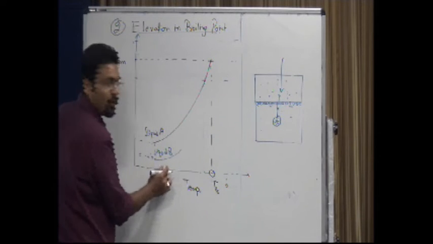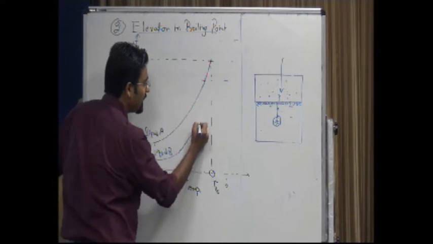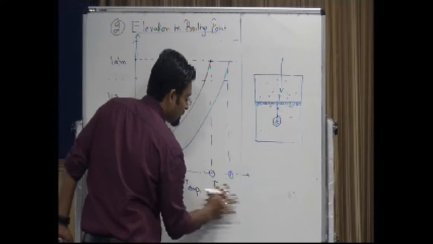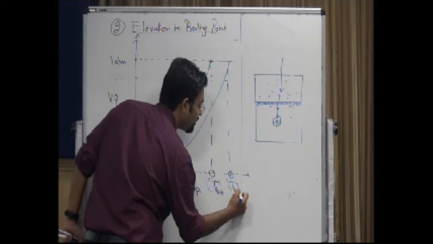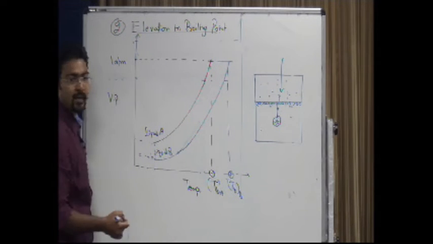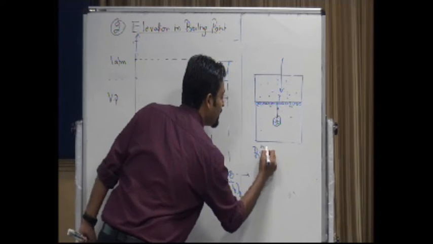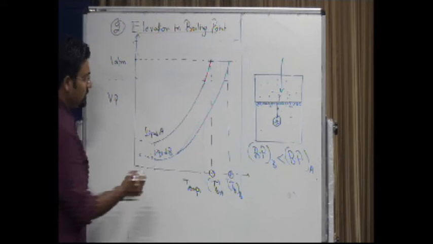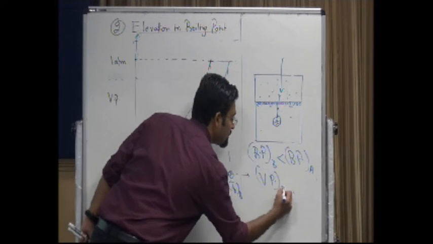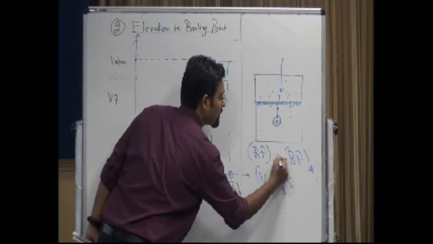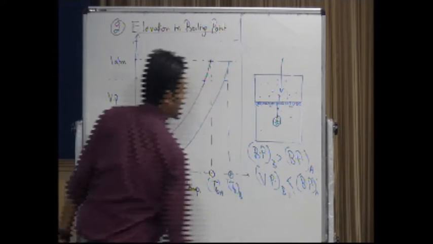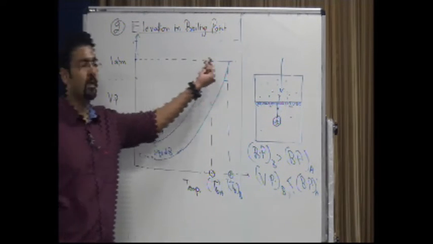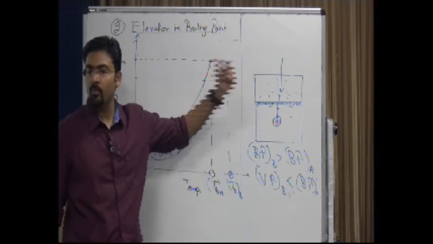Now, this will also happen at all the other temperatures. Which means this graph will run in parallel to A and will be equal to 1 atm at this temperature. This is the boiling point of A, this will be the boiling point of B. As I can see in the graph, the boiling point of B is higher than that of A. So this happens when the vapor pressure of B is lesser than that of A. So that is why we can say that the higher the vapor pressure, the lower the boiling point. The lower the vapor pressure, the higher the boiling point.